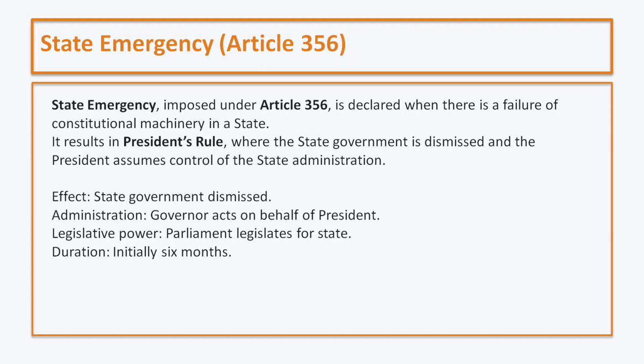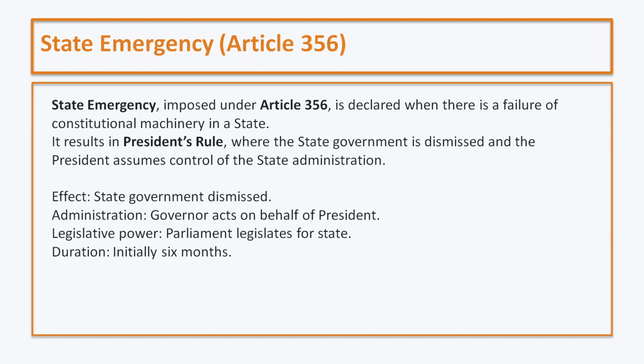State emergency is a serious situation where a state cannot be run according to the constitution. The constitution provides for state emergency under Article 356. We need to remember this Article 356 here. It is used when there is a failure of constitutional machinery in a state. What does that mean in simple words? It means the elected state government is unable to function as required by the constitution.